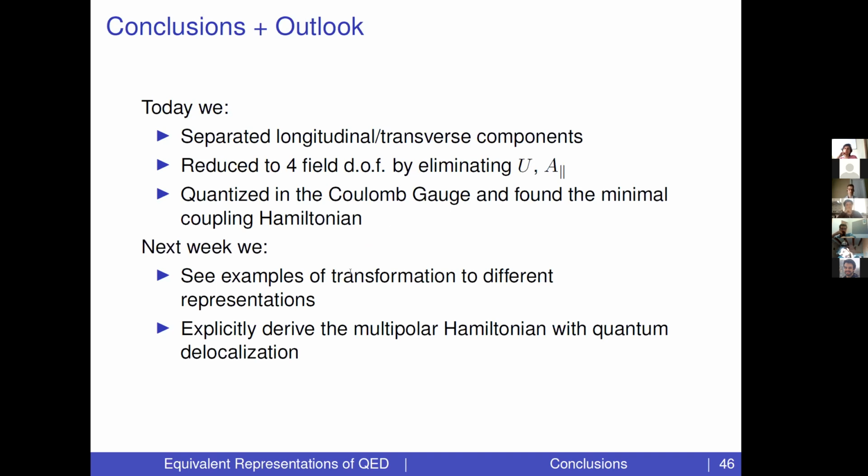So next week, we want to see explicit examples of these different representations of the light-matter interaction when describing in particular a bound system of particles, i.e. atoms. And we also want to then, in this context, derive the multipolar Hamiltonian when we consider all quantum degrees of freedom of the atom. And this will result in some interesting phenomenology that we want to discuss in more detail. And so with that, I want to conclude and invite you to ask questions if you have any.